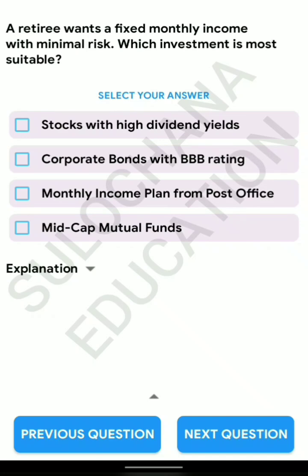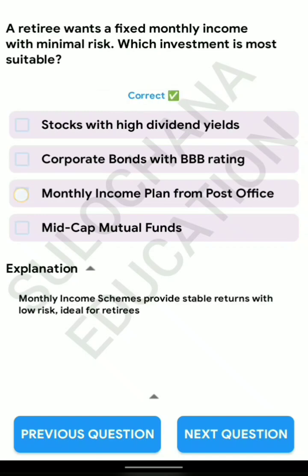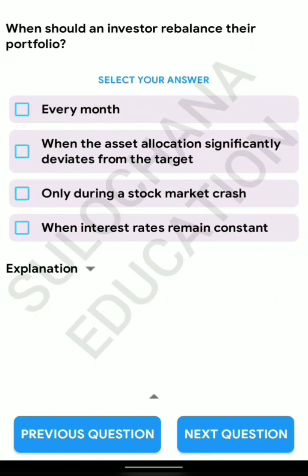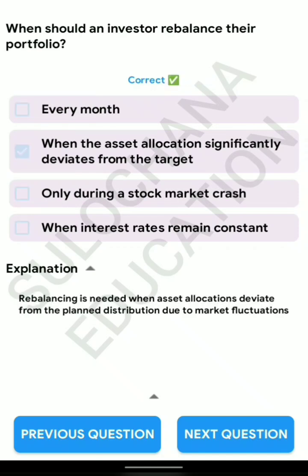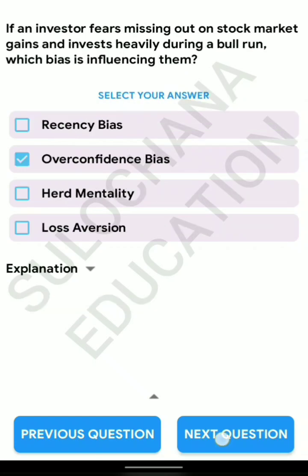A retiree wants a fixed monthly income with minimal risk. Which investment is most suitable? Options are C. Monthly income plan from post office. When should an investor rebalance their portfolio? Options are, and the correct answer is B. When the asset allocation significantly deviates from the target.